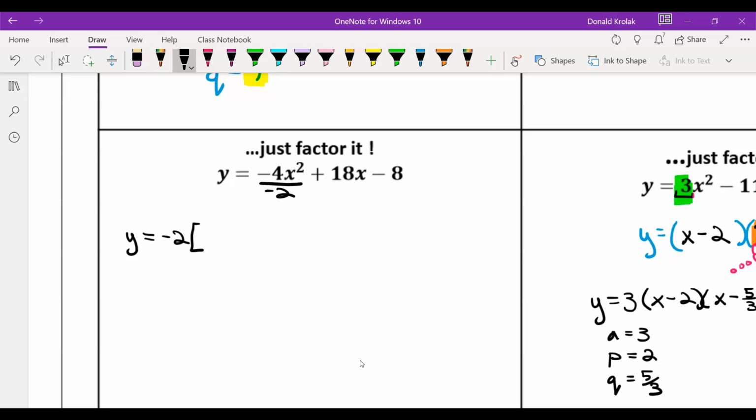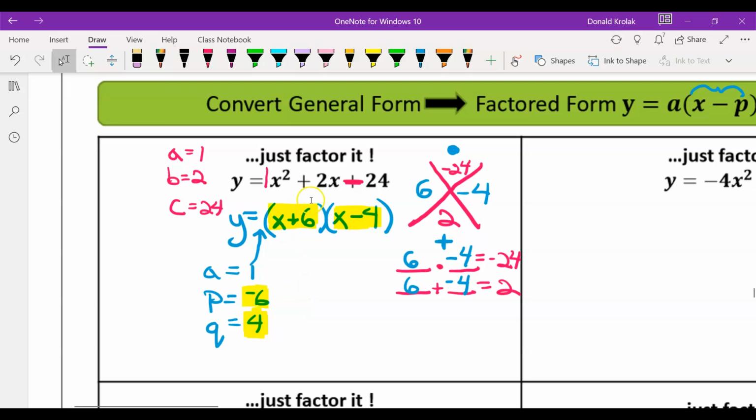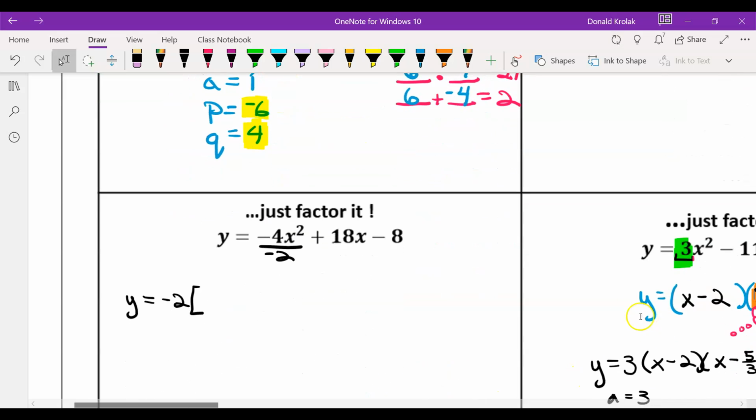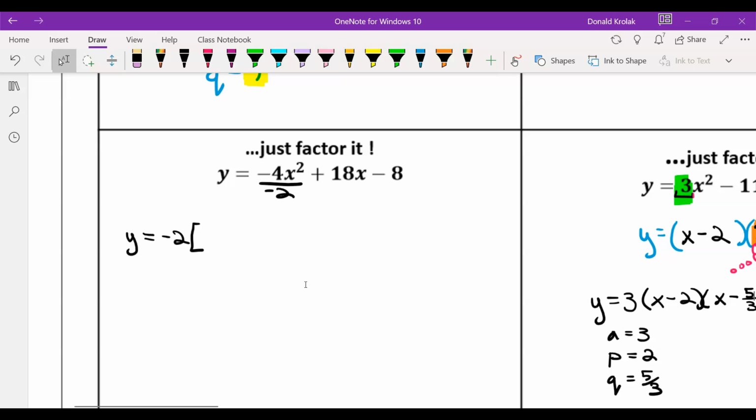Right. The other ones didn't have any GCFs. GCF for that is 1. And the GCF for the one on the lower right is also 1. You always start with GCF. That's always your first step. Greatest common factor. All right, so this would be positive 2x squared minus 9x plus 4.